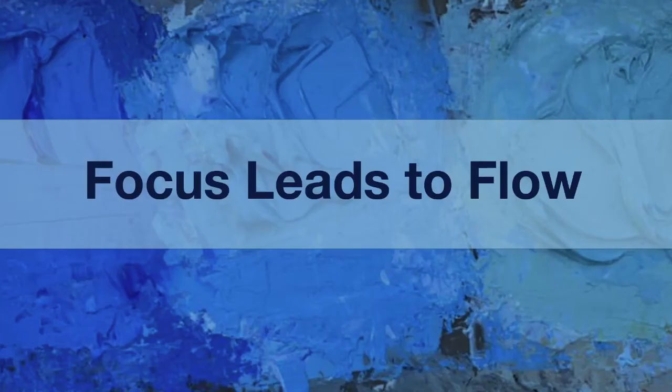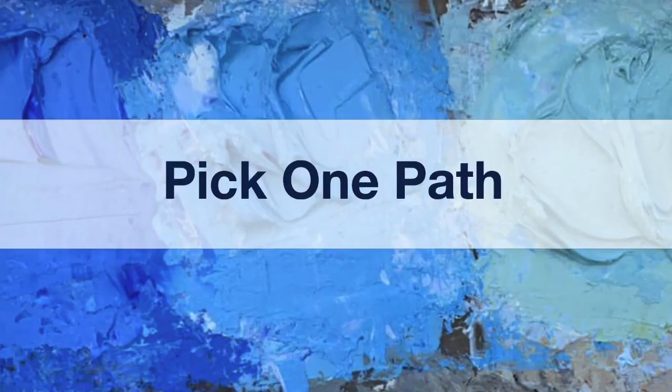So having focus by picking just one route is going to lead to flow. Focus leads to flow. Flow state is where you become so in tune with what you're doing that you lose track of time. You are so much more effective, efficient, and aligned when you're working in flow state. So I want you to pick one path and make sure you have that written down.